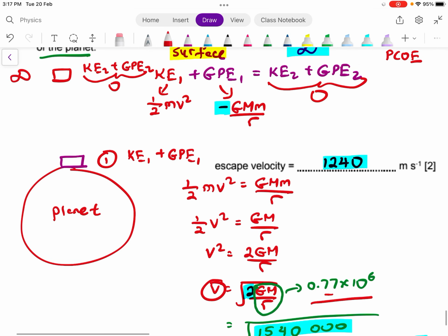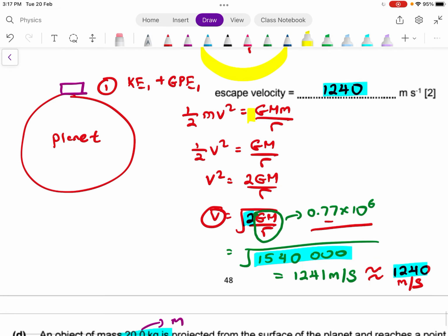So you just need to manipulate. For example, I move this negative GMm over R to the right hand side, so you get positive right here. Then you just do the cancellation of m. After that, v squared equals 2GM over R. What is the escape velocity? So this v right here is the escape velocity. So escape velocity is equal to square root of 2GM over R.